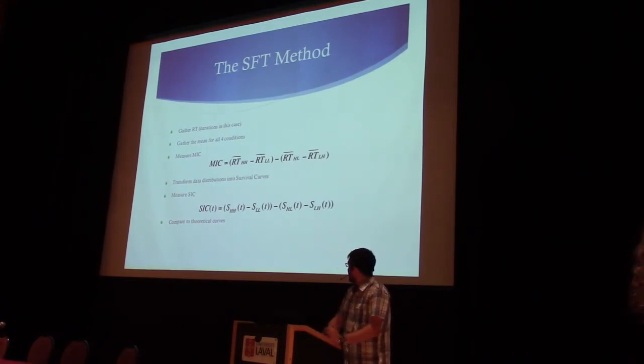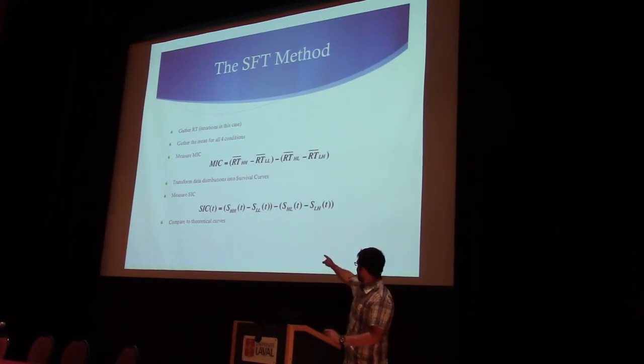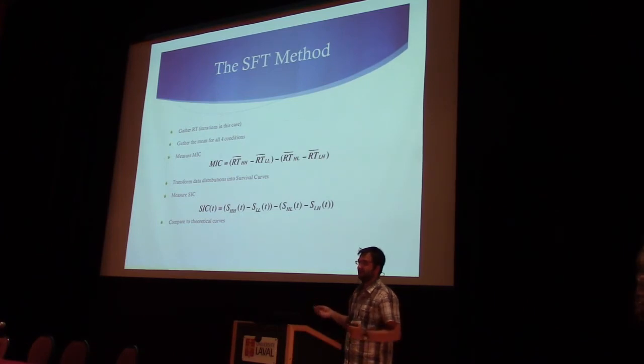After that, we transform the data distributions into survival curves. We measure the SIC, which is how we get the curves that I showed you earlier. You just measure that formula at each instance in time between all 4 conditions, and then you compare it to the theoretical curves, and whatever you get is the architecture behind it.